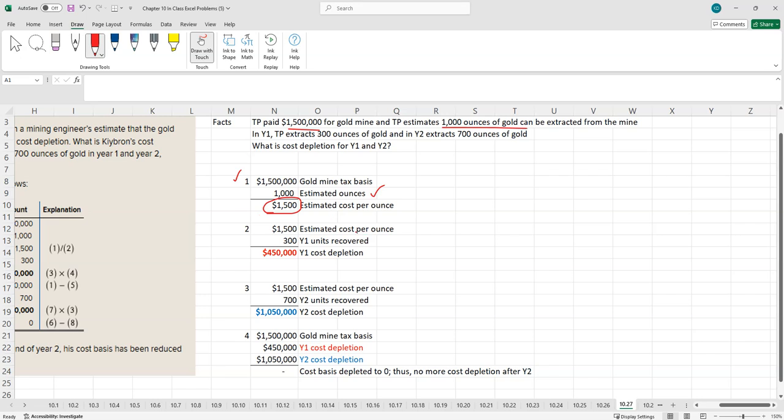During the current year, it looks like we recover 300 units from that gold mine. So the $1,500 times the 300 we rip out is commensurate with how much we use. That would be our cost depletion. There are some nuances with depletion, similar to 179 and bonus, but this basic setup is more appropriate for it.